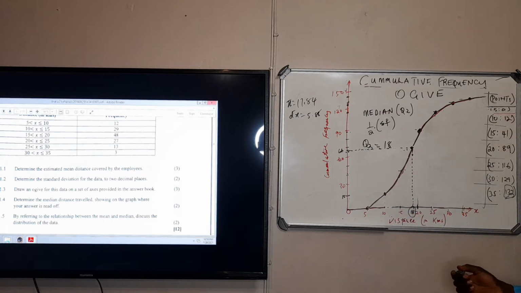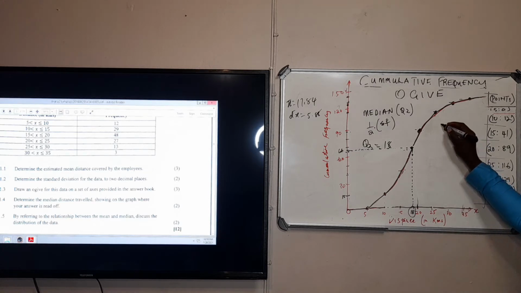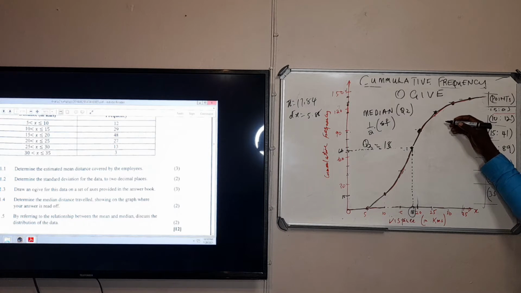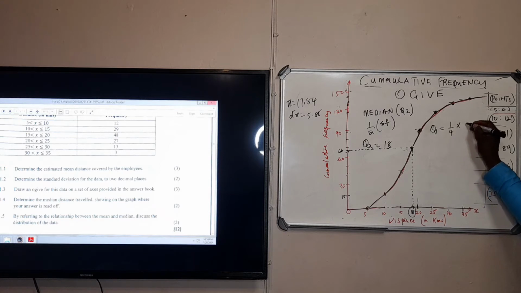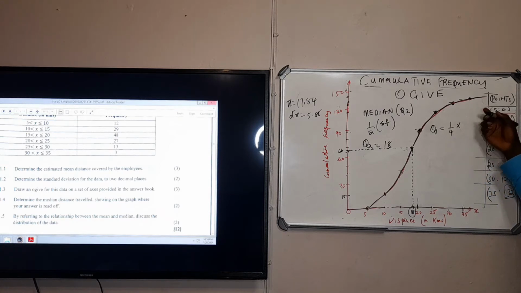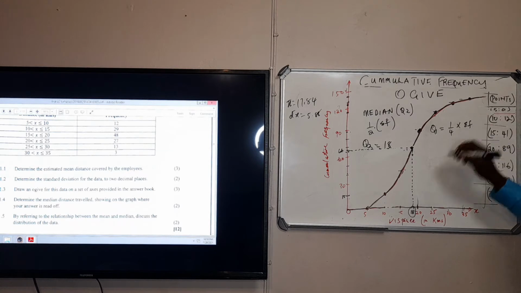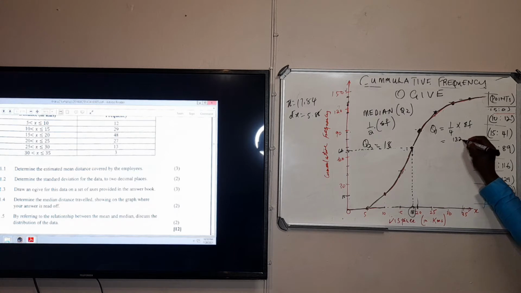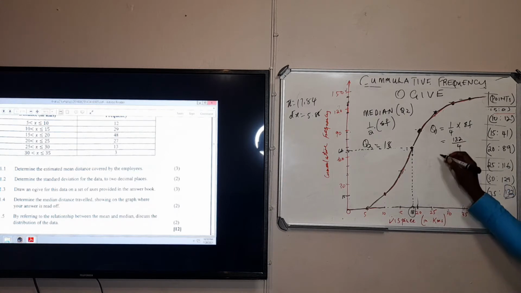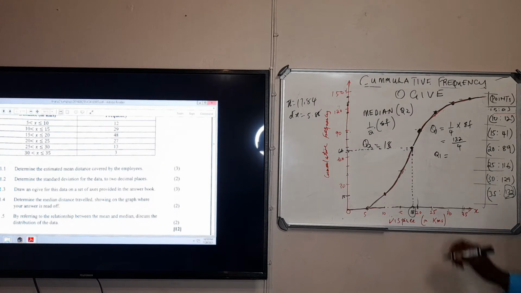The same way they can ask you to find the lower quartile and the upper quartile. Lower quartile is a quarter of a loaf. A quarter of a loaf, let's say, is full. So a quarter is 1/4. When you divide it into 4, then it's 1/4. So lower quartile Q1 can be 1/4 times the total frequency, which is N, or in some books, they say sigma f. And then what did we get? That means 132 divided by 4. That is where we see our position for the lower quartile.